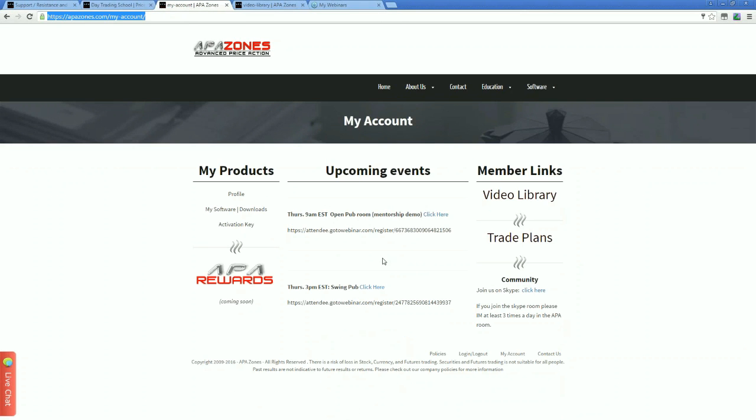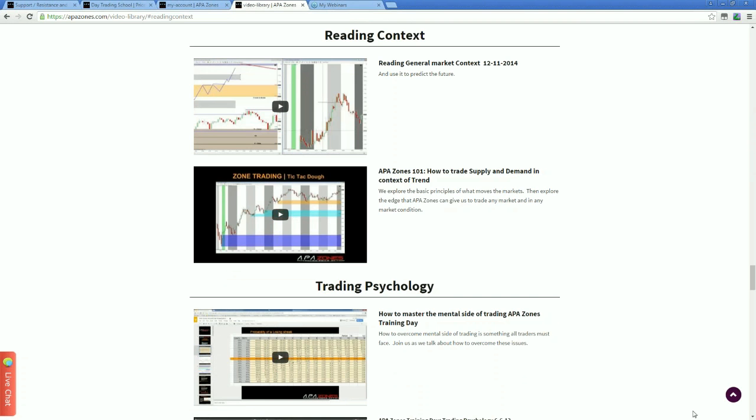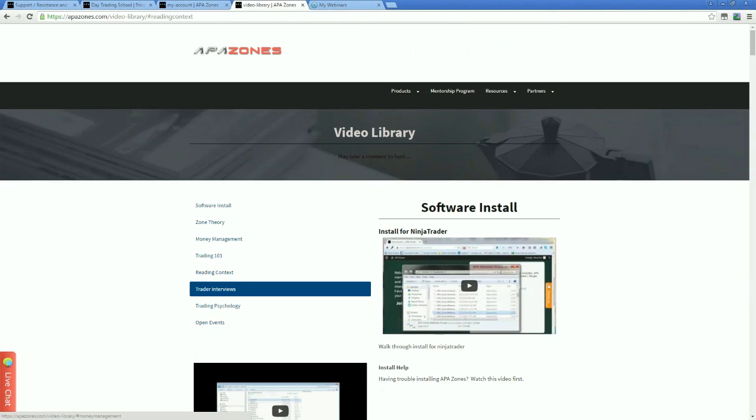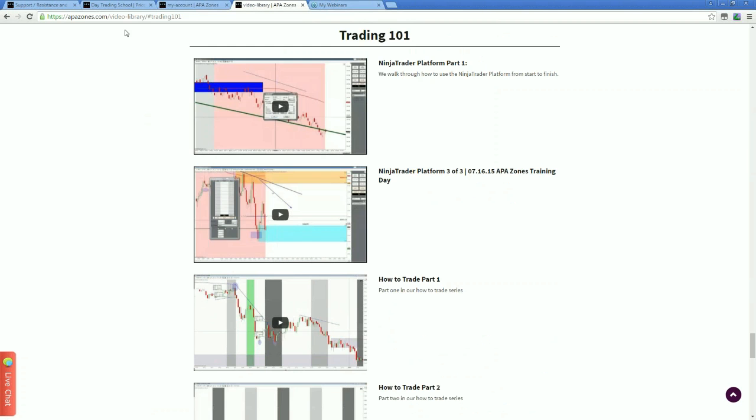And in your My Account area, you're going to see these different things. It's going to give you some events that are coming up. You'll see the software, the downloads. You have links to the trading plans and things of that nature. Then you'll also have access to a video library. So you'll see videos on how to read context or psychology, the statistics that we were looking at earlier. You see different traders' interviews, Trading 101, all this kind of stuff.